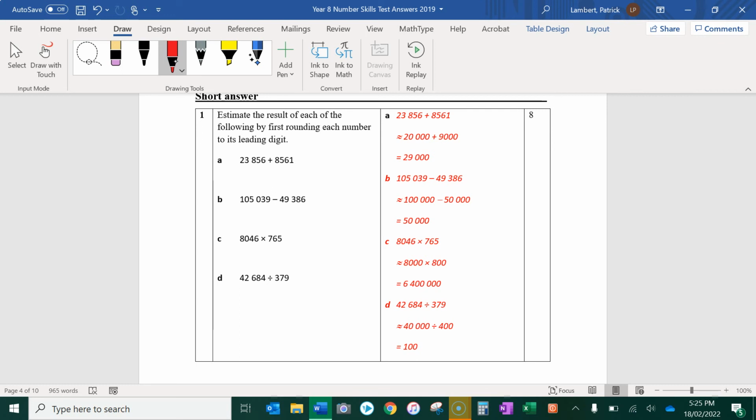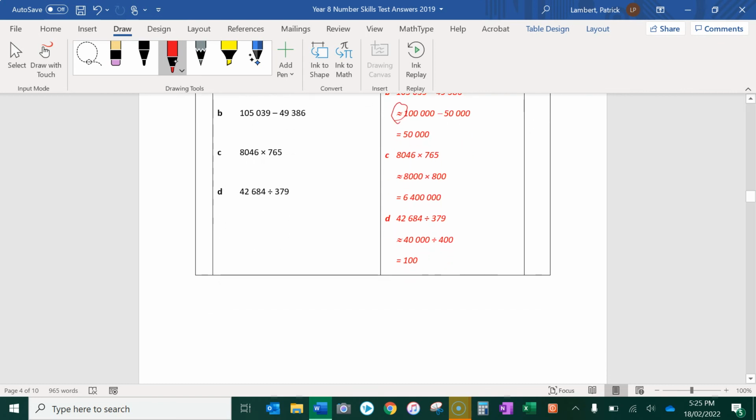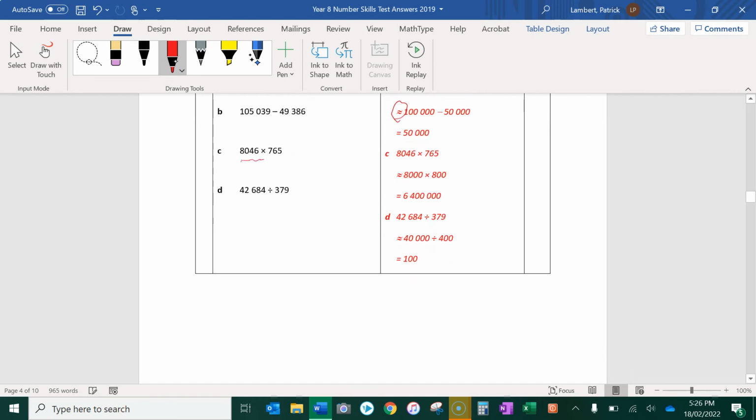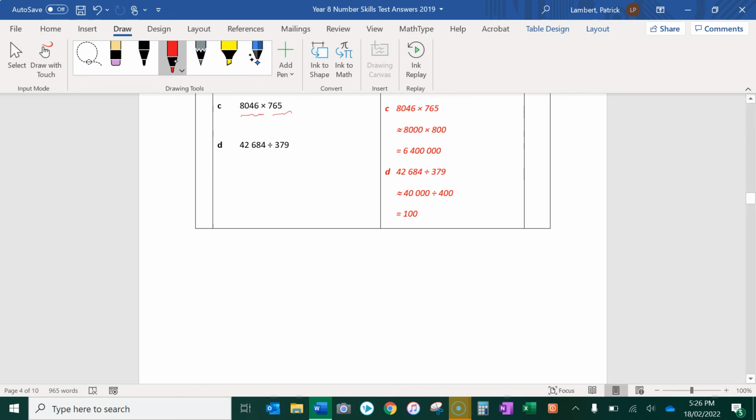That plus that, if you're estimating, is 105,000, that rounds off to 100,000. See this approximately equal to. And 49,300, 49,000 to its leading digit, 9 is greater than 5, 5 or more, so you're going to get 50,000. Answer will be 50,000. This one here is going to round off to 8,000. This one here is going to round off to 800. So 8 eights are 64, 6,400,000.